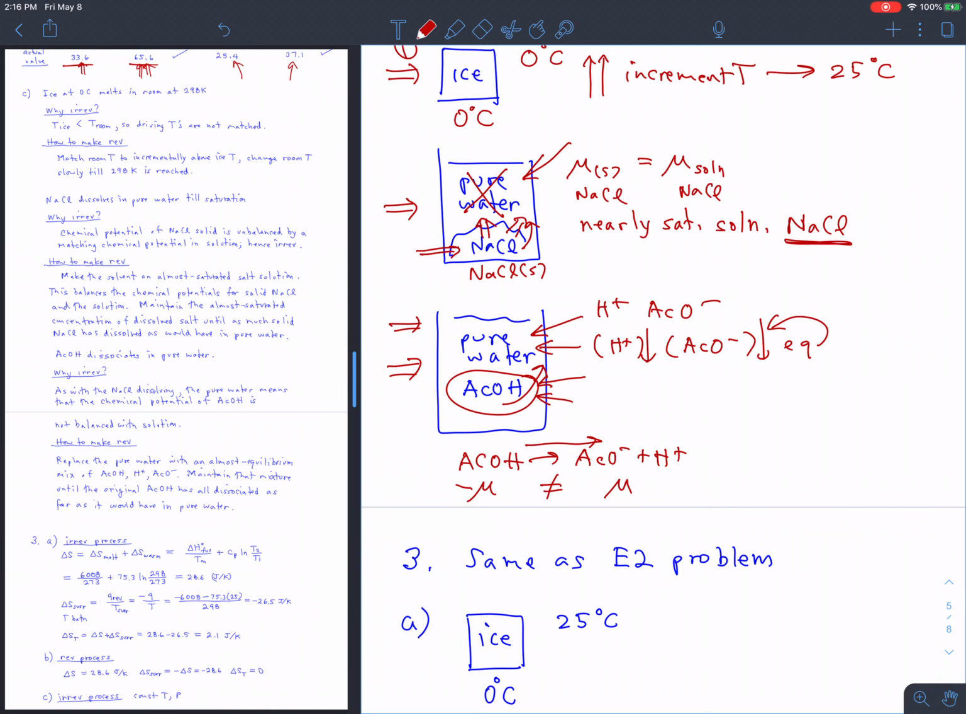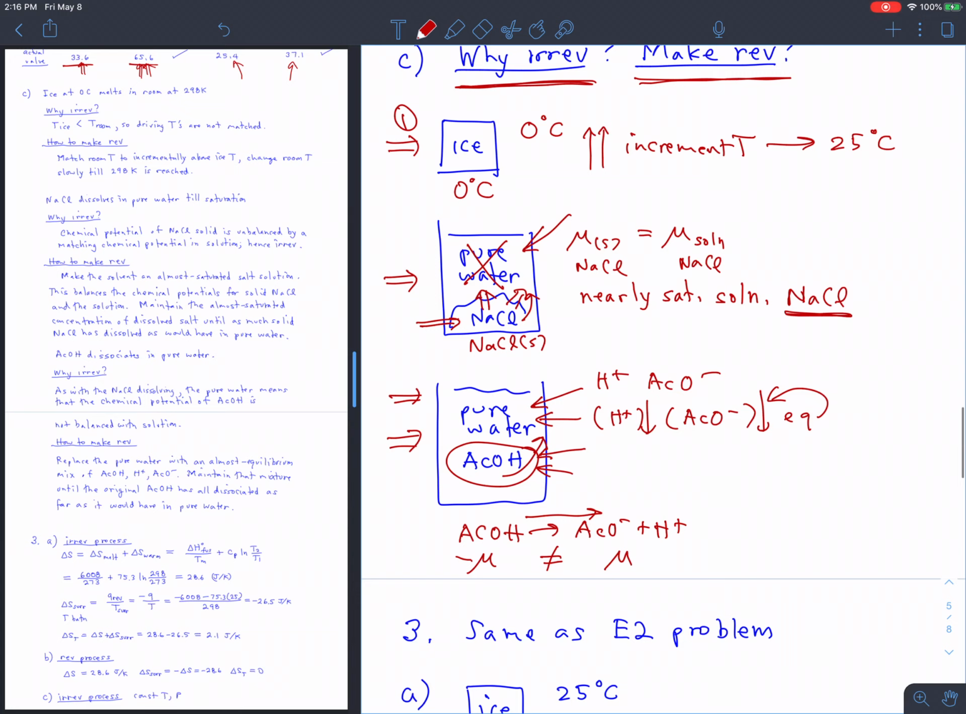All right, in all three cases, you can see it's basically the same thing. I have to adjust the conditions out in the surroundings in order to bring my system into essentially or very close to equilibrium with the surroundings, and then change conditions in the surroundings in order to sort of lead the system to the final state that I want.